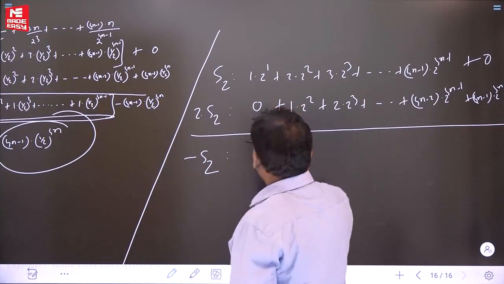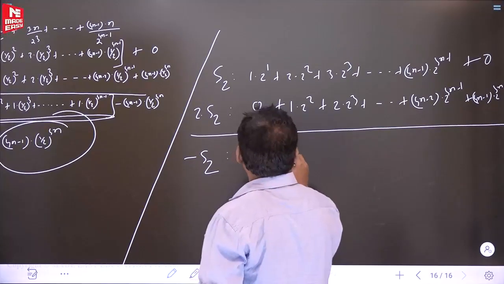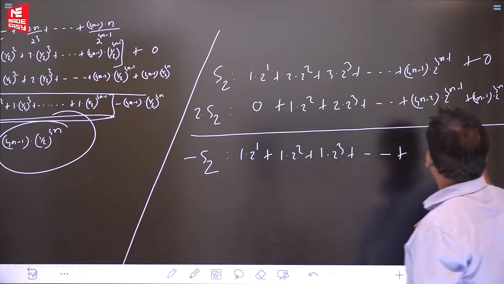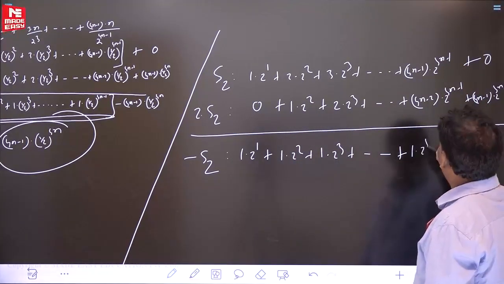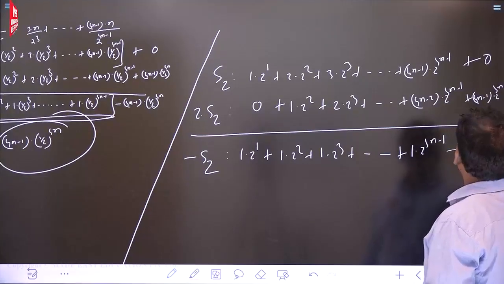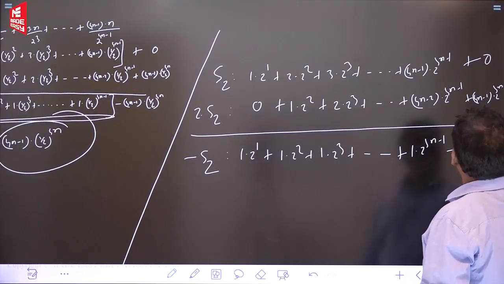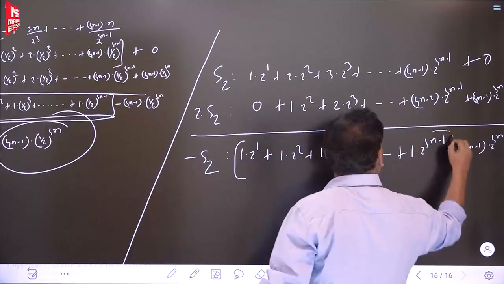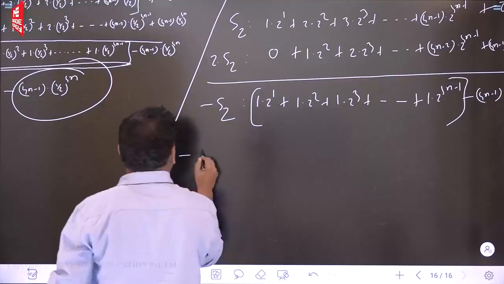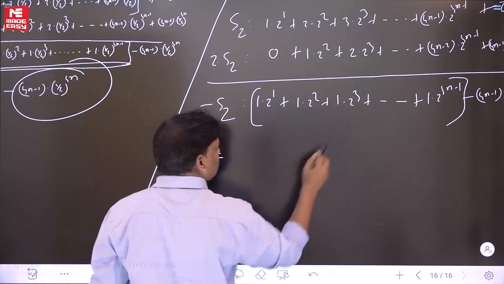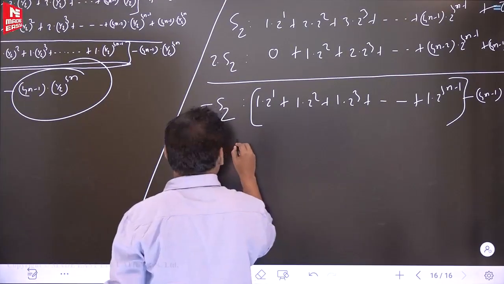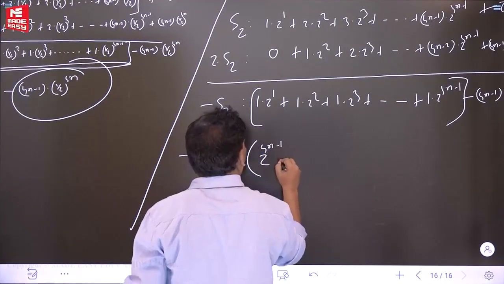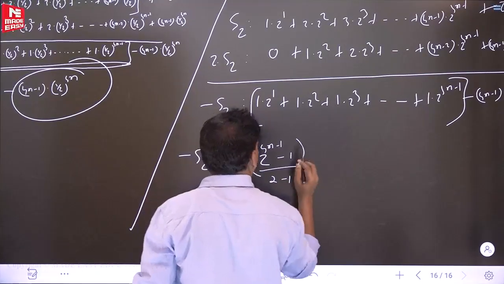If we subtract here: 1 into 2 power 1, 1 into 2 square, 1 into 2 cube. What is the last one? This one, if you see, 1 into 2 power log n minus 1. This one minus log n minus 1 into 2 power log n. This entire thing is one GP series. Let me write it now. Minus S2 is equal to, what is the answer? This one is the sum of the terms in the GP. What is the formula? a into r power n, minus 1, over r minus 1. How many terms? Log n minus 1. r minus 1 is 2 minus 1.